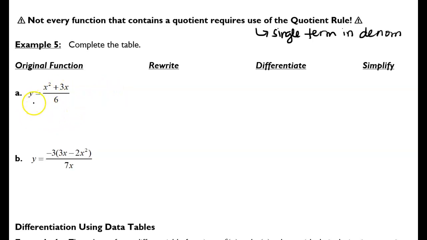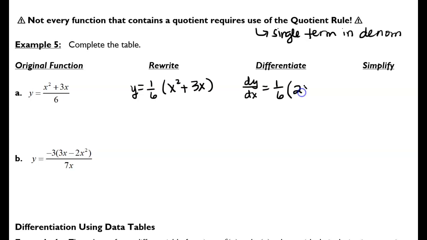Okay, so here we have our function x squared plus 3x all divided by 6. That's just a constant. I can bring that out in the front. Remember that the derivative of a constant times a function is just the constant times the derivative of that function. So I can bring the 1 over 6 out in front. And so then when I take the derivative, that 1 over 6 just stays there. Then I multiply by the derivative of x squared plus 3x, which is 2x plus 3. And then I can simplify that, and I just have 2x plus 3 over 6.